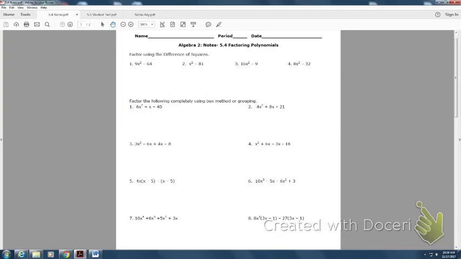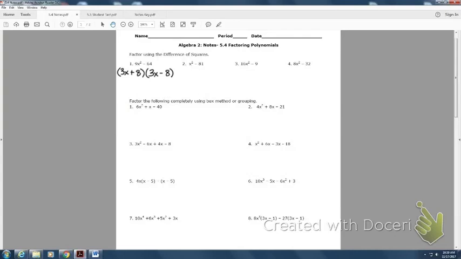Always look for that first. Number 1 does not have it. So after that, I'm going to take the square root of both terms. What is the square root of 9? 3. What's the square root of x squared? So the square root of 9x squared is 3x. This is going to be the first term in both binomials, both factors. What is the square root of 64? 8. And I need to have a 3x plus 8 and a 3x minus 8, and it's factored. That's it. Pretty simple.